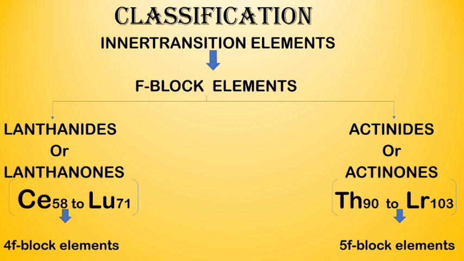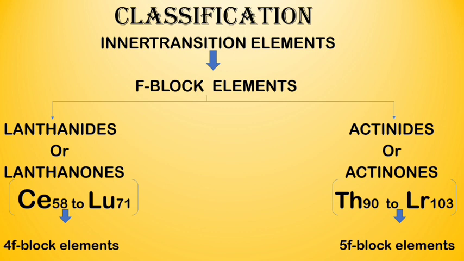Next, talking about actinides, the 14 elements from thorium to lawrencium are the members of this series and are also called actinides. These elements are called actinides since they are placed after actinium in group 3 and period 7 in the periodic table and show close similarities with the element actinium.